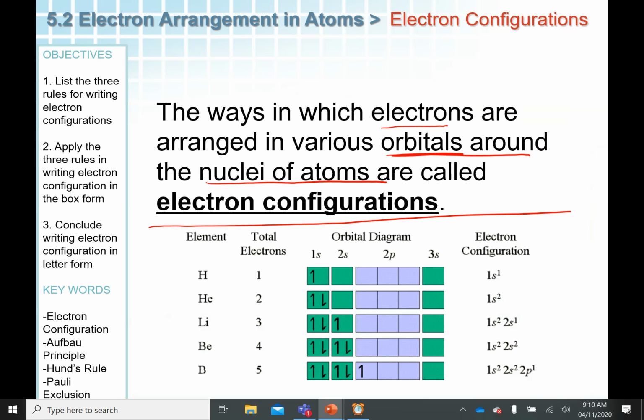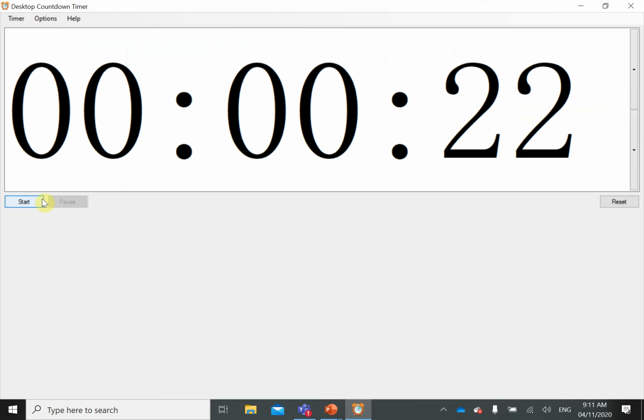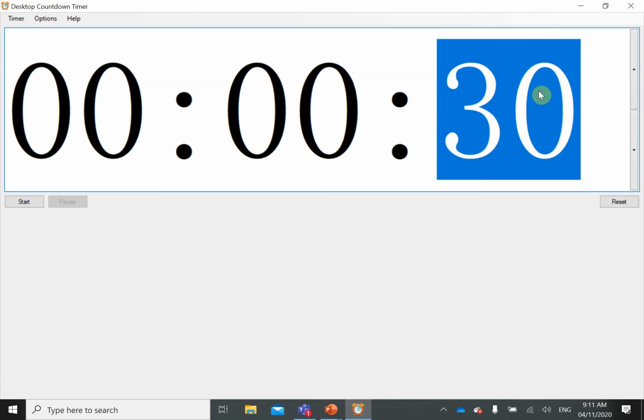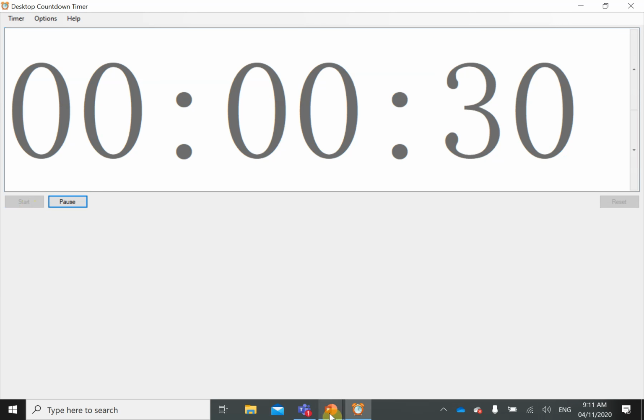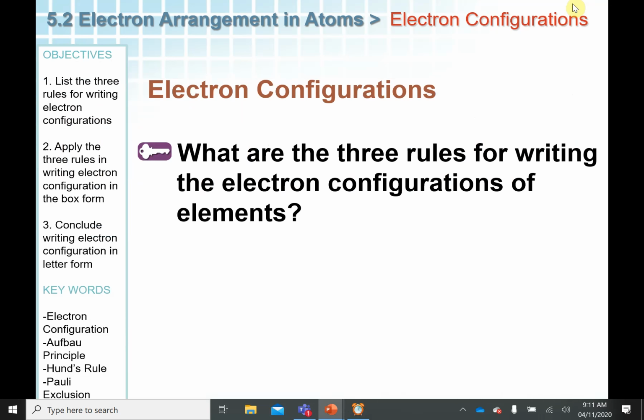Okay, so now we're going to learn how to write the orbital diagram, which needs some rules. So from the paragraph we read earlier, what do you think are the 3 rules? I'm going to give you 30 seconds to answer this question. What are the 3 rules for writing electron configuration of elements, of electrons?